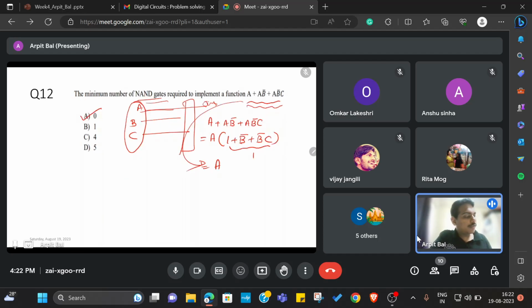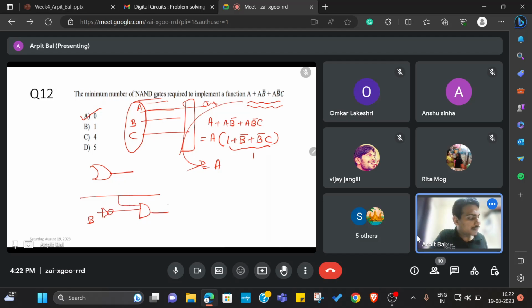Then we were given a function and we were supposed to implement it using the minimum number of NAND gates. So this is again a minimization problem, that if you are given a big expression, so let us say this expression is given, and what you do is, okay, you connect a wire directly for A, then you connect an AND gate, NOT gate.